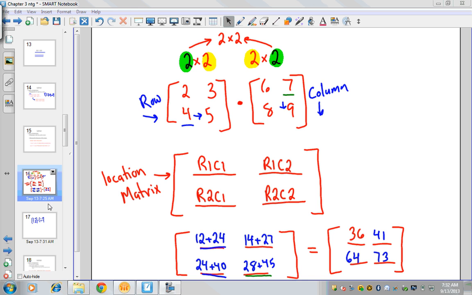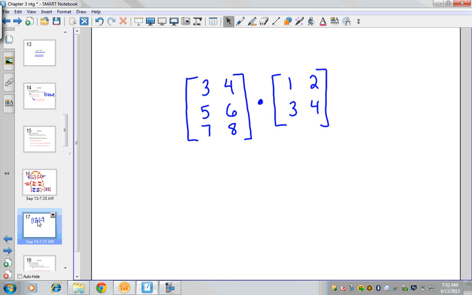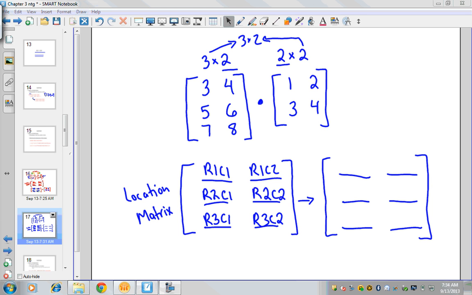Okay, for my next problem, I'm going to use something that doesn't have matching dimensions per se. So this matrix here is a 3 by 2 matrix, 3 rows, 2 columns. This matrix here is a 2 by 2 matrix. So once again, my two middle numbers match, and so that means my dimensions of my answer will be a 3 by 2. So what I'm going to go ahead and do is write a location matrix to help me with what will be my answer. Okay, so there is my working matrix as well as my work matrix, so to speak.